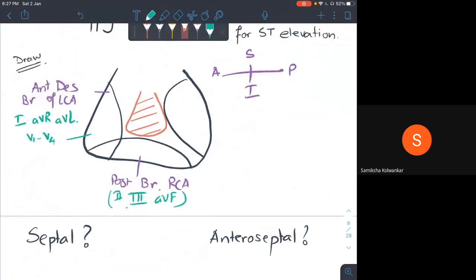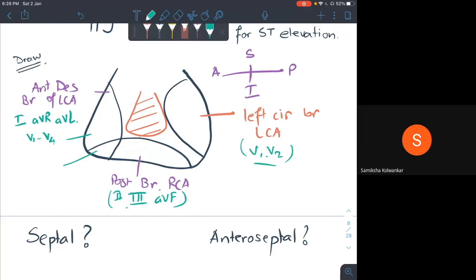Looking at the posterior wall, it is supplied by the left circumflex branch of the left coronary artery, right? And this is represented by V1 and V2. Now you need to remember that V1 and V2 do not directly represent the posterior wall of the heart, right? It's going to show reciprocal changes. So for example, if there is ST elevation in other leads, then V1 and V2, if there is a posterior infarct, is going to give you an ST depression. So that is how you identify it.